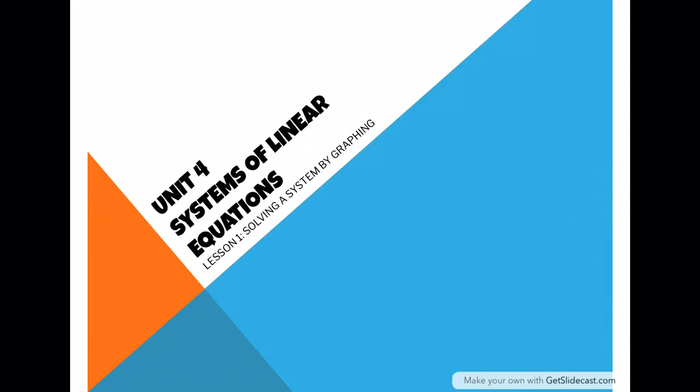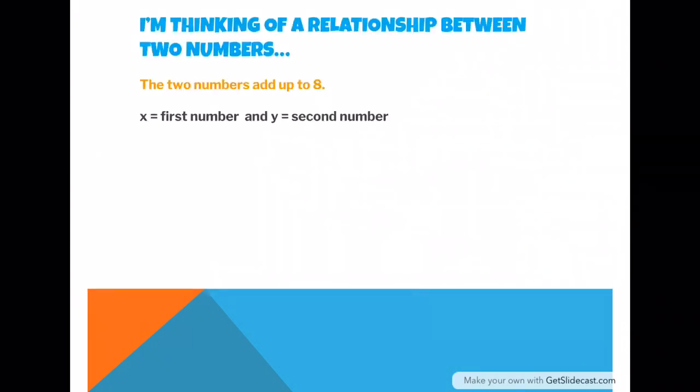Okay, so in order to talk about systems of linear equations, I'd like to start with a simple idea. I'm thinking of a relationship between two numbers. The two numbers add up to 8. So let's use x to represent the first number, and we'll use y to represent the second number. That way, when we talk about solutions, we can talk about solutions in terms of an ordered pair x, y. So I want you to think of two numbers that add up to 8. You may come up with several examples.